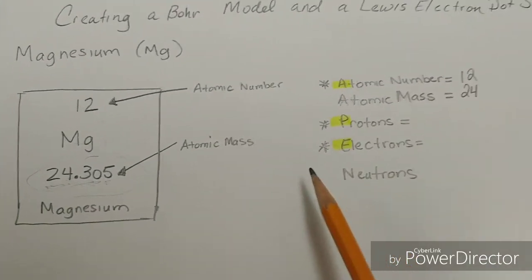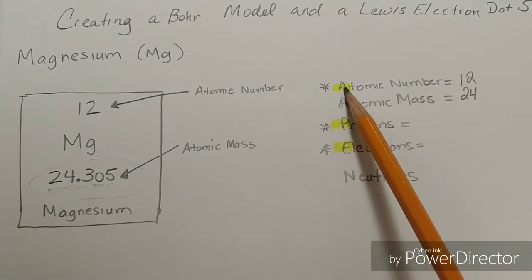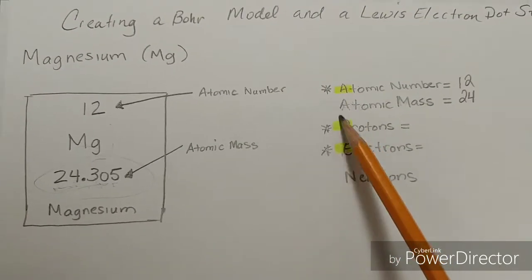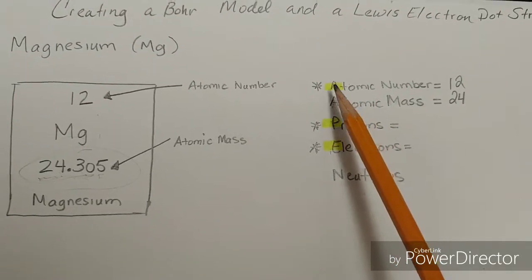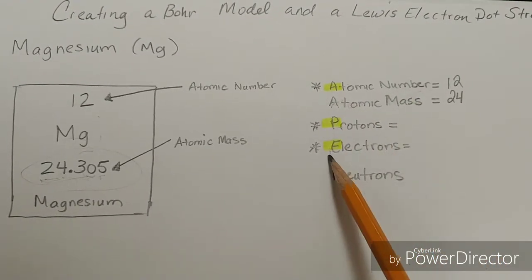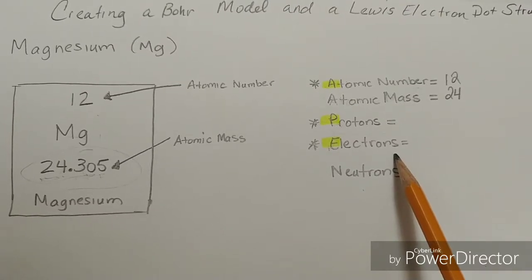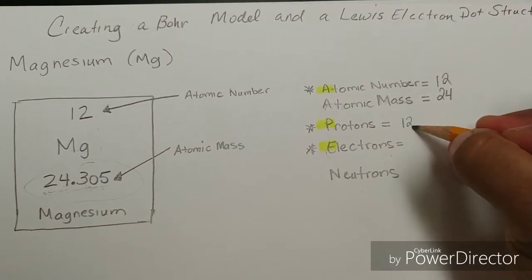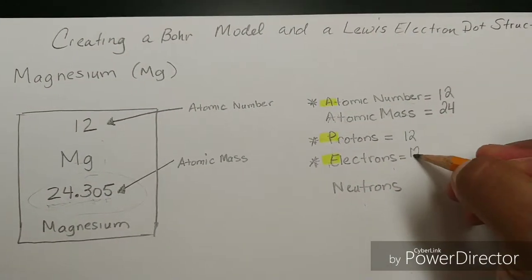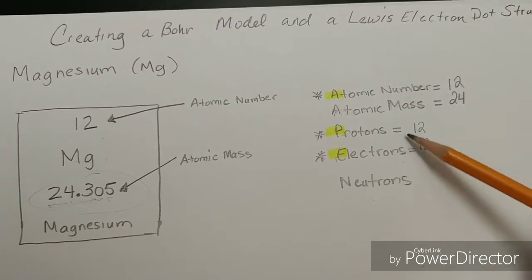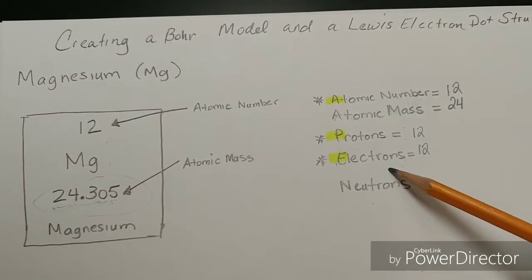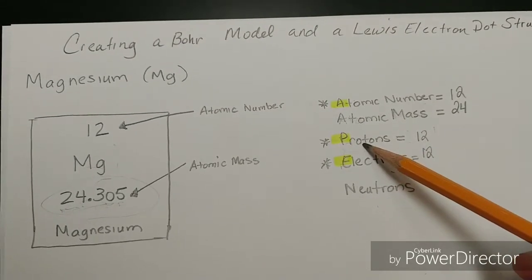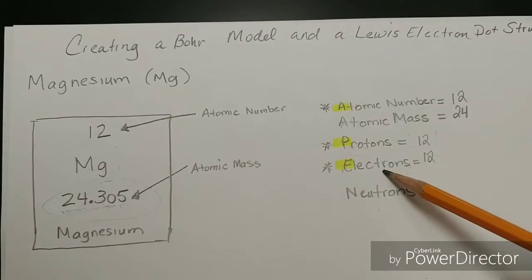If you notice on this paper, I went ahead and highlighted the A, the P, and the E. It spells out the acronym APE. The reason I did that is because I wanted you to realize that the atomic number, the number of protons, and the number of electrons are always going to be the same exact number. So if the atomic number is 12, then you've got 12 protons and 12 electrons. The reason you have the same number of protons and electrons is because you want an atom that's electrically neutral, so that it cancels out, because remember, protons are positively charged and electrons are negatively charged.